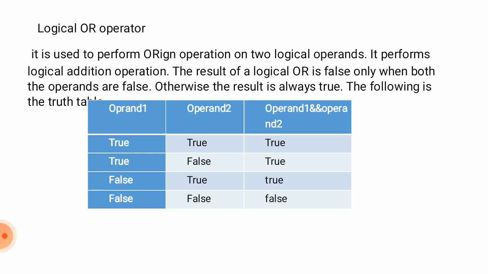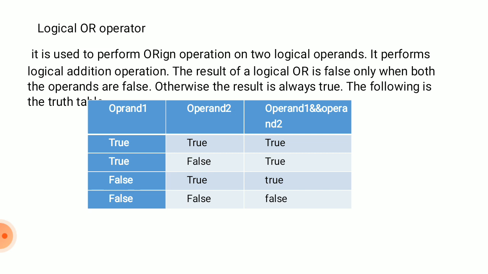Next, the logical OR operator. Again it performs on two logical operands, and it performs the logical addition operation, that is, the addition of two operands. The result of logical OR is false only when both the operands are false, otherwise the result is always true. Now we have two operands, operand 1 and operand 2. How does the logical OR operator perform?